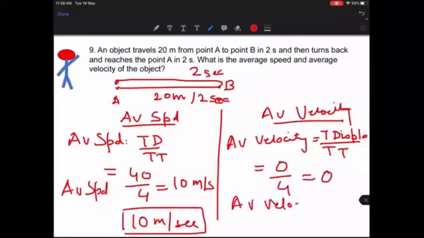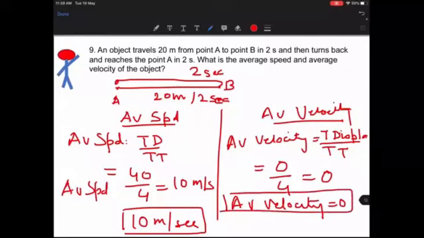So average velocity is going to be 0. Now, understand this and write it down very carefully somewhere in your copies. When the object is traveling in a straight line, then you will get some average speed. But if it turns back, then average speed may be the same, but average velocity will be 0 because your displacement is 0. Understood?